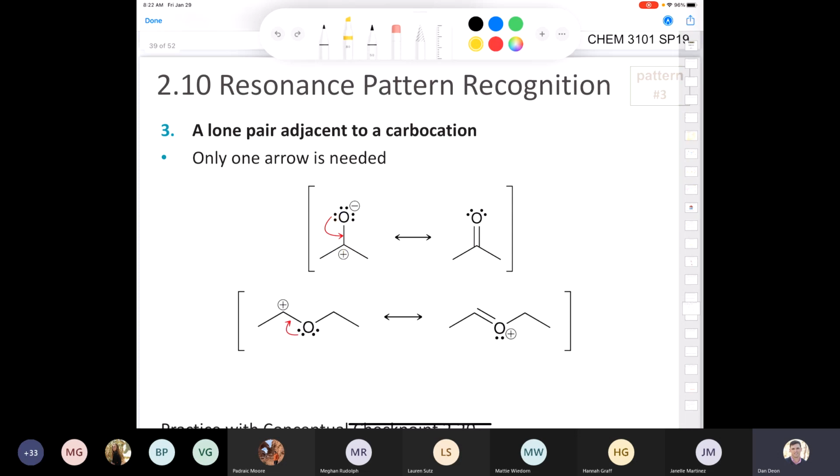In the next example, the one below, we have a positive charge here. We have a lone pair. We make a double bond. This positive charge disappears. Now, overall, this molecule or this contributor was positive. So that means that this one is going to be positive there. All right, let's move on.